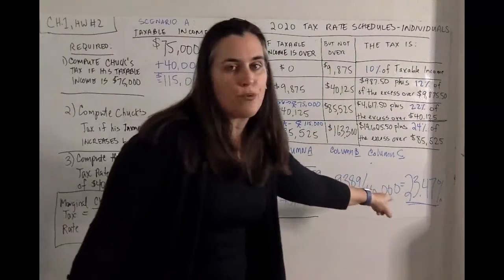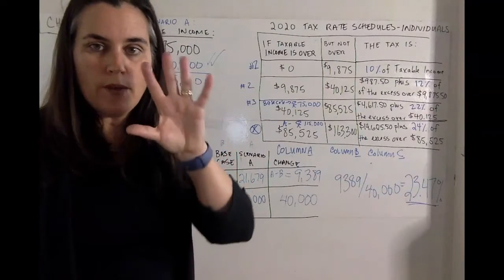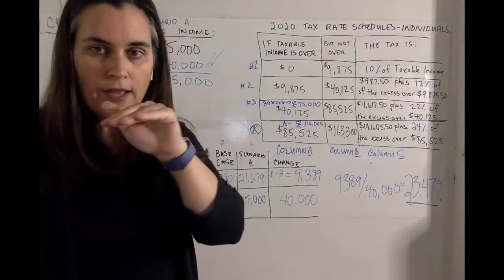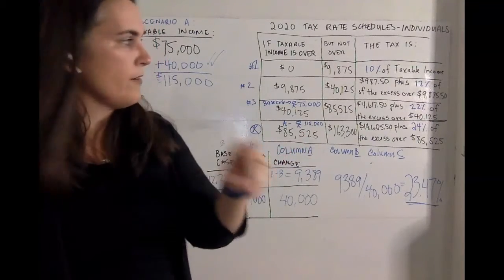And this 23.4% is reflecting the income mix and the rate mix that's happening. So I should really say the rate mix. So the fact that he's got a bit of it taxed at 22%, but more of it taxed at 24%.